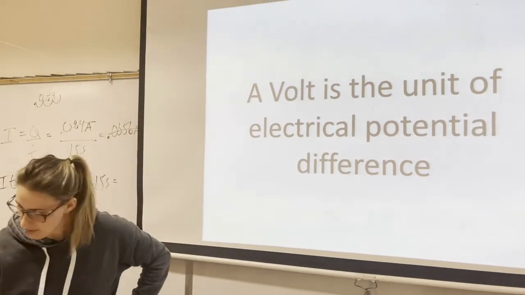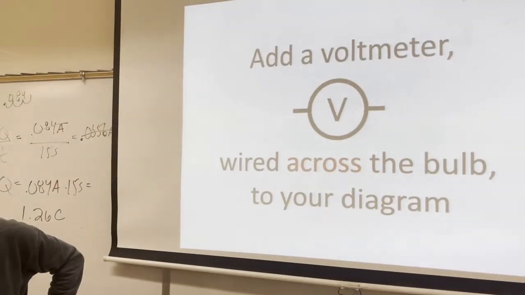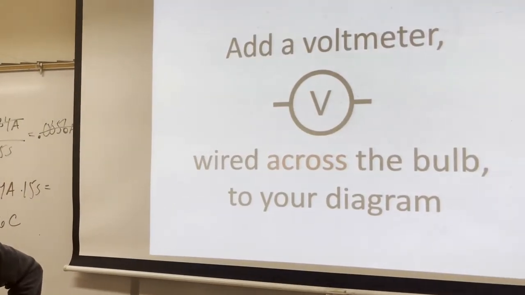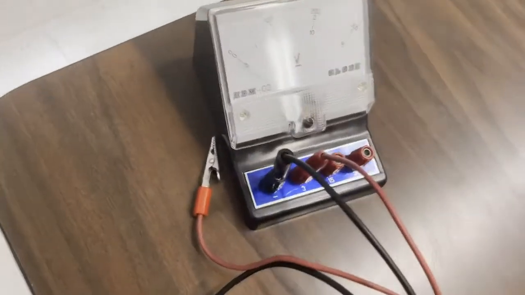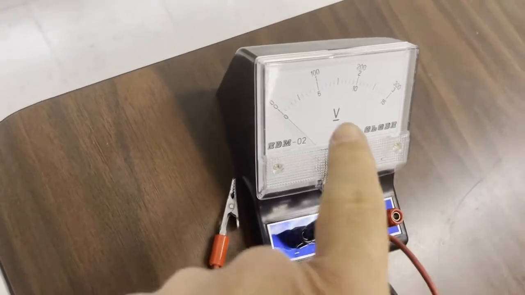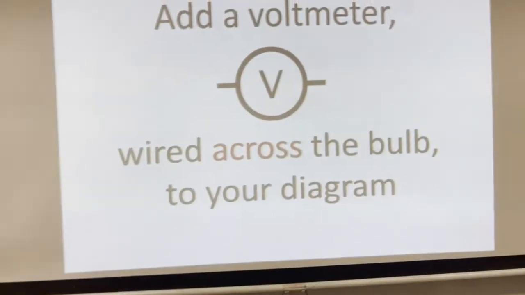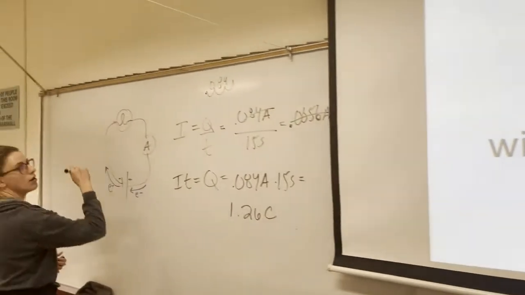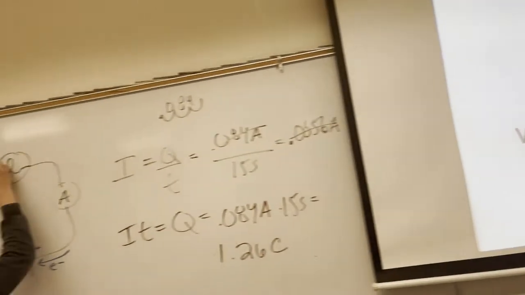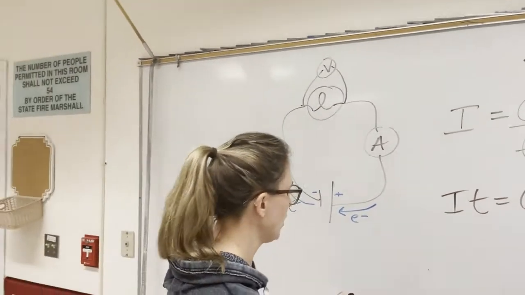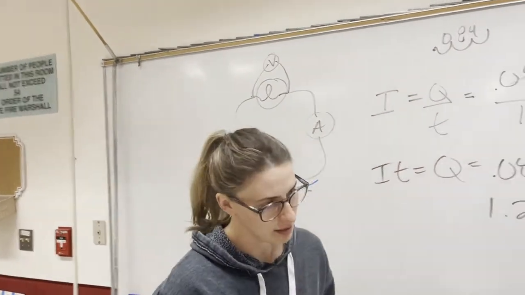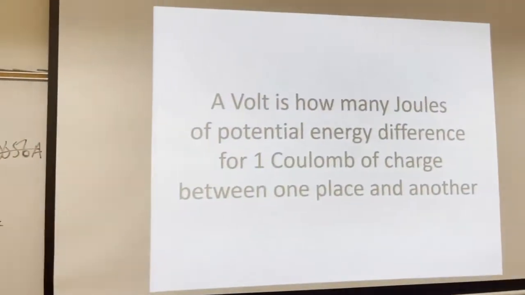Okay. Add a voltmeter wired across the bulb to your diagram. Should we do the diagram first? Here's a voltmeter, it's got the letter V on it, and instead of trying to draw this, it's just a circle with a V. We want to add it across the bulb, so that means we're going to add it right there.